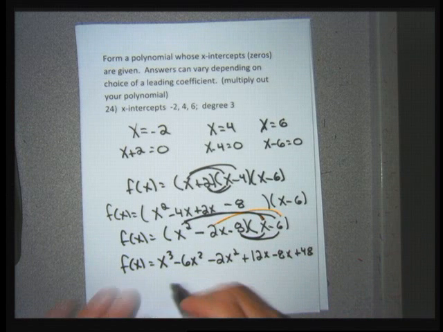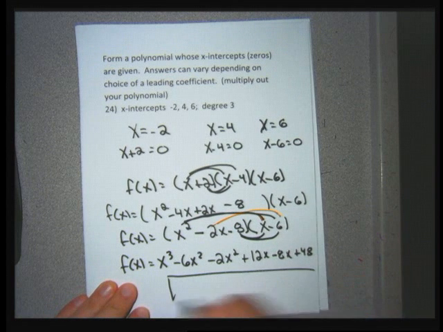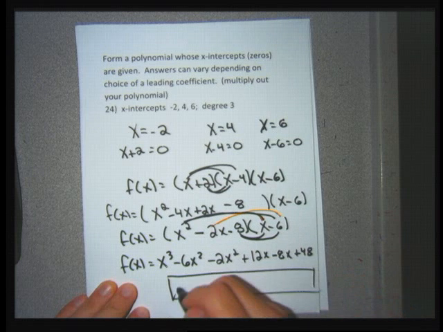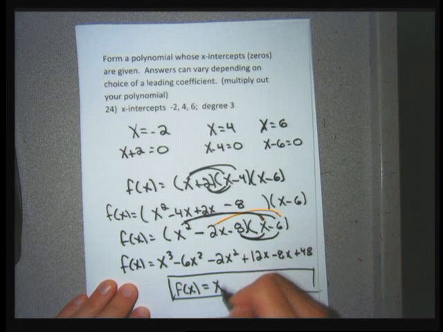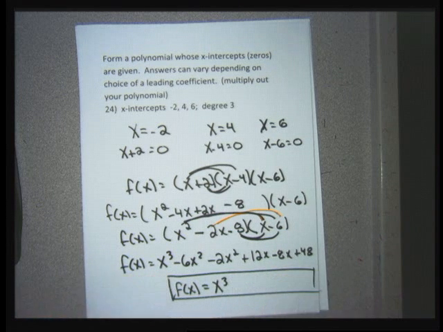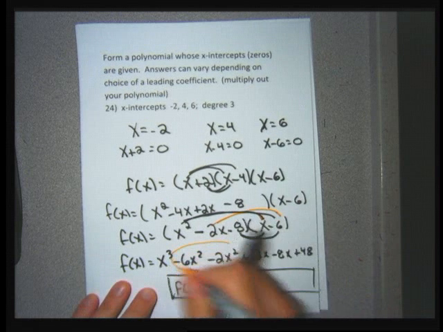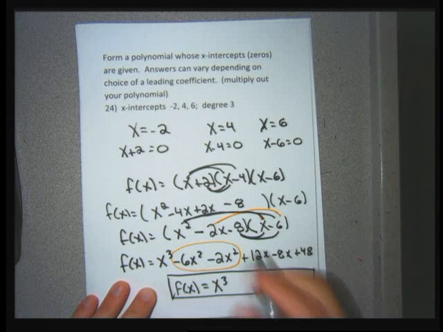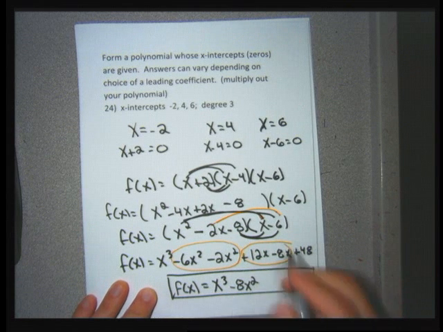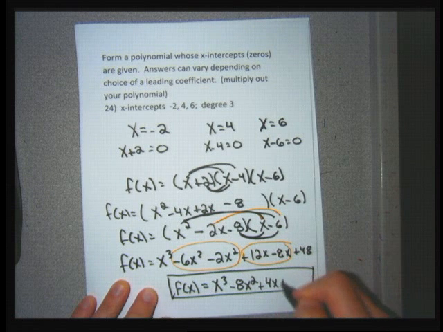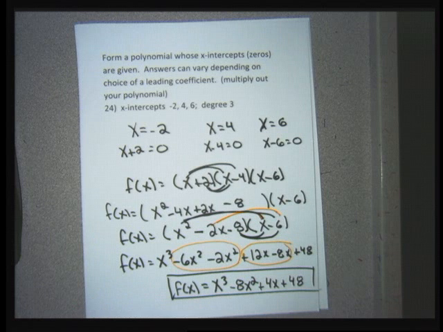Combine like terms, that'll be my answer. So my answer to this problem, the polynomial that has a third degree, that has x-intercepts of -2, 4, and 6, is going to be x cubed for that term. These two terms with the x squareds both have minuses in front of them. Those will combine to a minus 8x squared. 12x minus 8x is a positive 4x. I claim that's my answer. Easy to check my answer.